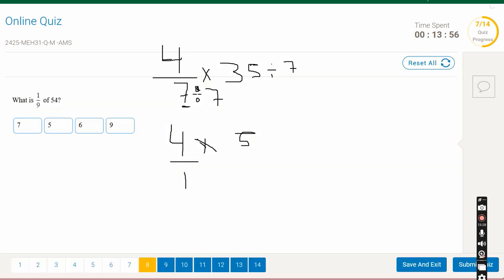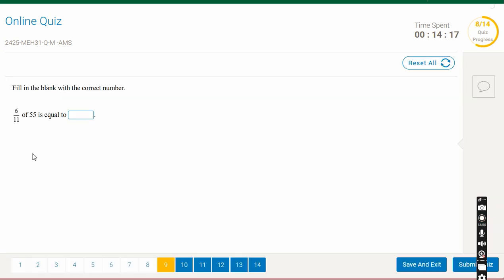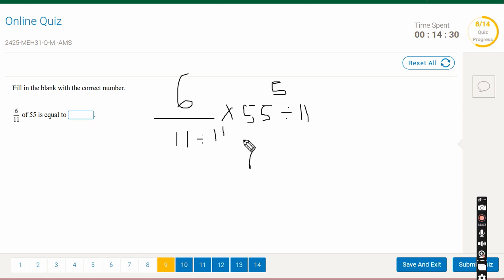The next one we have here is 1 over 9 times 54. Again, you can simplify it by 9 and divide by 9 here. You get 6. So 54 divided by 9 is 6. 6 times 1 will give you 6. Then let's go to the next one. 6 over 11, the same thing, 6 over 11 times 55. You'll divide here by 11, you'll divide here by 11. What do you get? 5, right? 6 times 5 is 30. So 6 times 5 is 30.